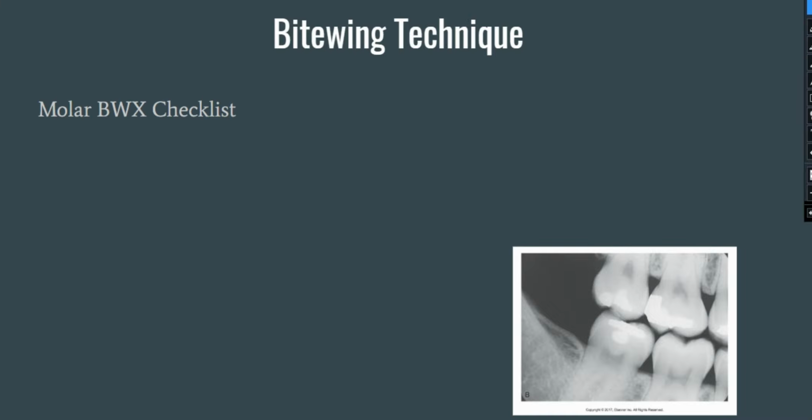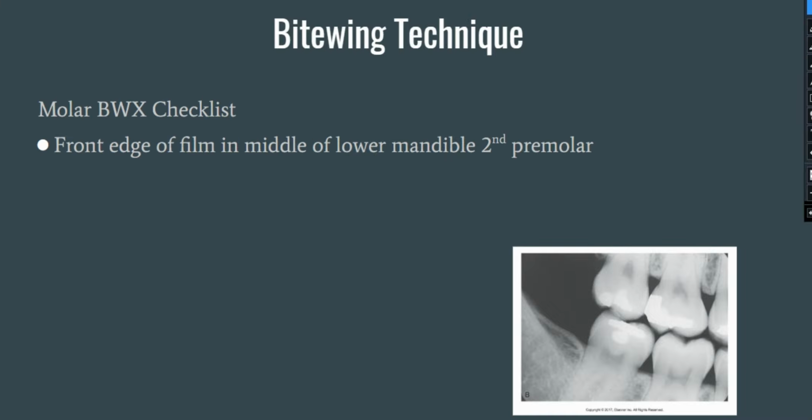And now we have our molar bite wing checklist. The front edge of the film is in the middle of the lower mandibular second premolar. So here we would have that second premolar. If we wanted to be picky, this could be a little bit more towards the mesial to get a little bit more center, but I'd say that's pretty much in the middle of the second premolar.